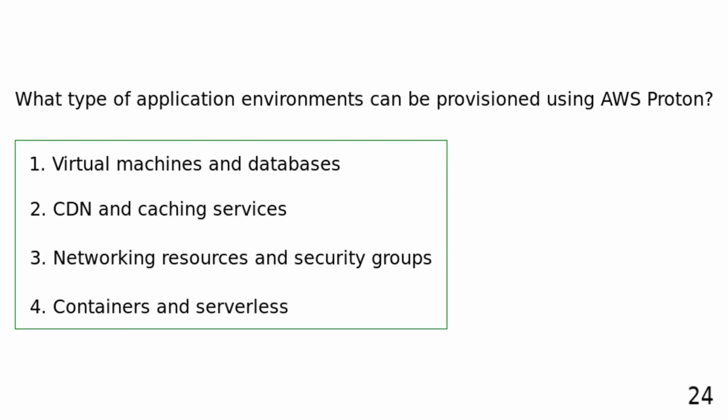What type of application environments can be provisioned using AWS Proton? Virtual machines and databases. CDN and caching services. Networking resources and security groups. Containers and serverless.